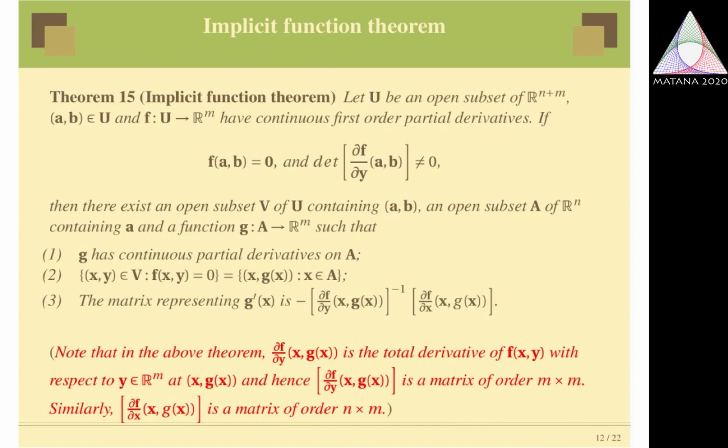The matrix representing g dash of x is given by minus the inverse of the matrix representing ∂f/∂y at (x, g of x) multiplied by the matrix representing ∂f/∂x at (x, g of x).